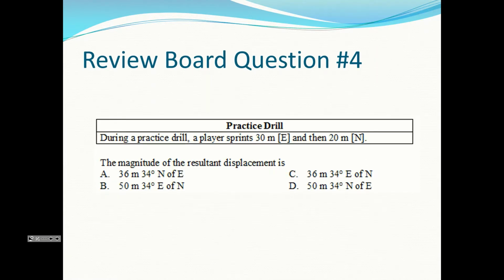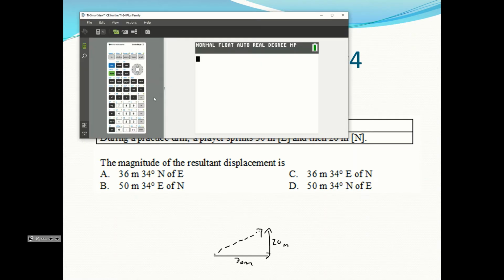And then during a practice drill, a player sprints 30 meters east and then 20 meters north. Like that. So we're looking for magnitude and direction. To find the magnitude, we'd have to use Pythagoras. So 30 squared plus 20 squared, and then square root it. So 36 is our magnitude.